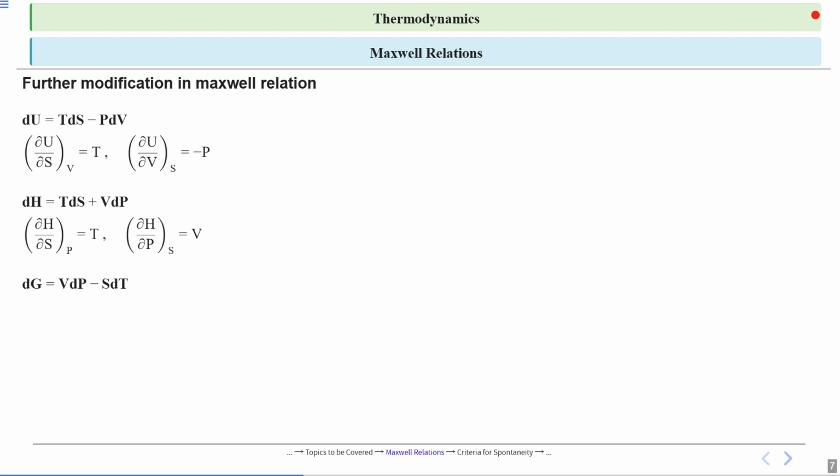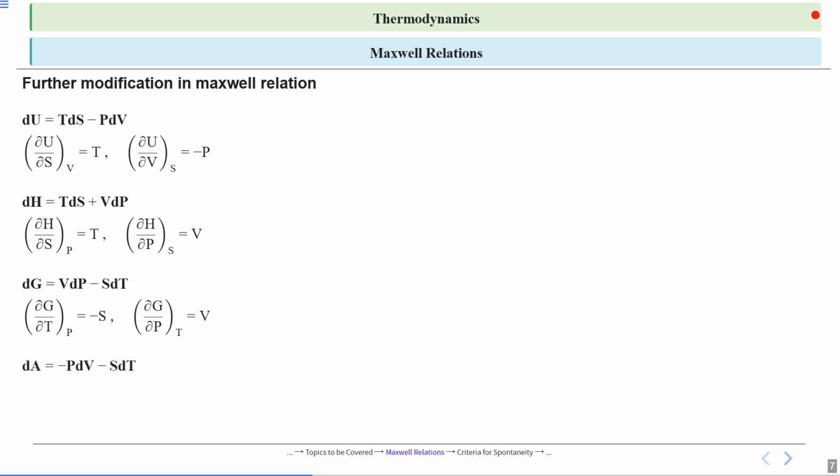Moving on to the Gibbs free energy, what can we do? We can again take the pressure constant. In this case, we are taking this pressure constant, so this will give you dG by dT at constant P is equal to minus S. Of course, this minus sign will be retained. Then in the next part, we are taking the temperature constant. It will give you dG by dP at constant T is equal to V.